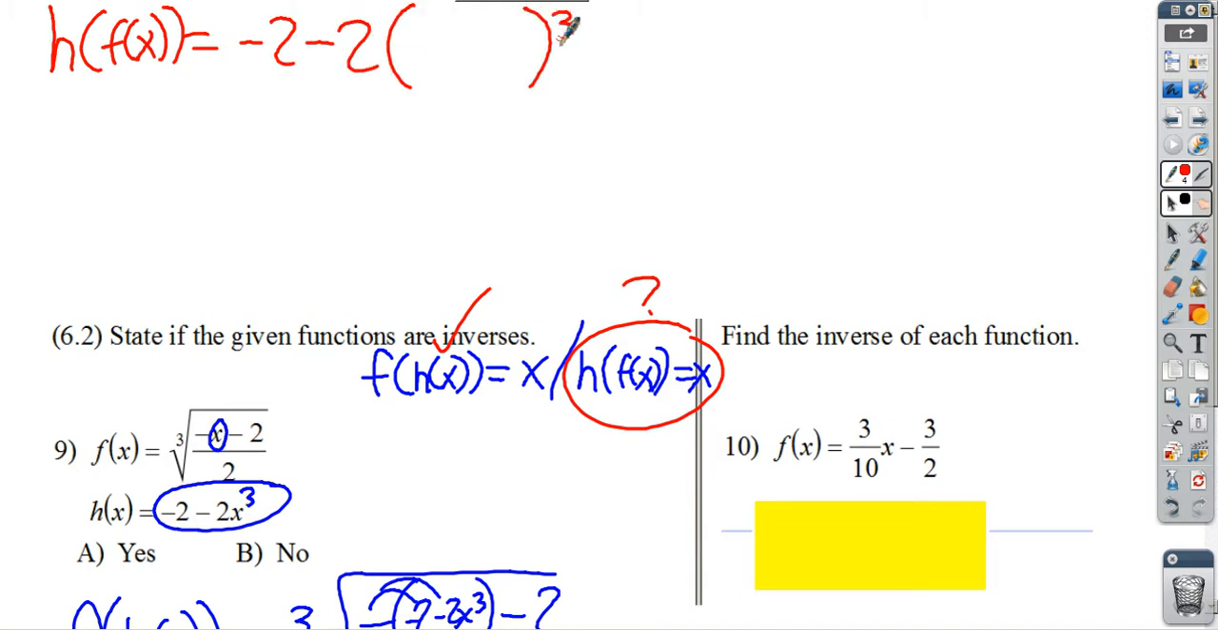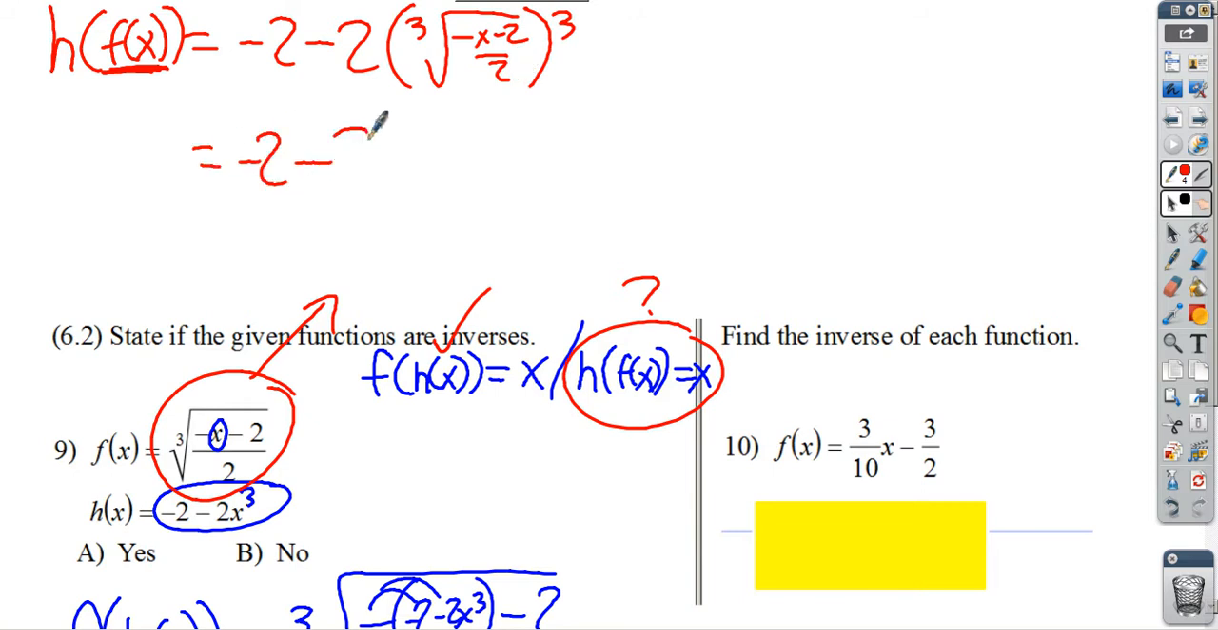But instead of x, now wherever I see an x, I'm going to plug in this f of x function right here. So that's going to go up in that parentheses. So I have the cube root of negative x minus 2 over 2. So this is going to equal negative 2 minus 2, and then cubing and cube rooting cancel each other out. So that just leaves us with what's inside the cube root. Then we have the 2 times 2, that will cancel.